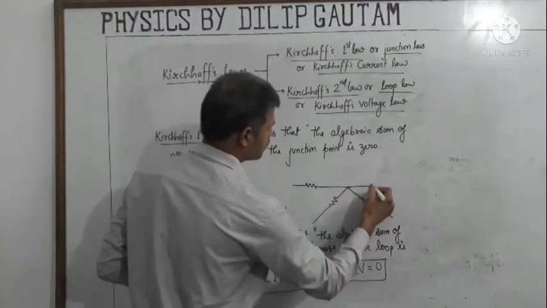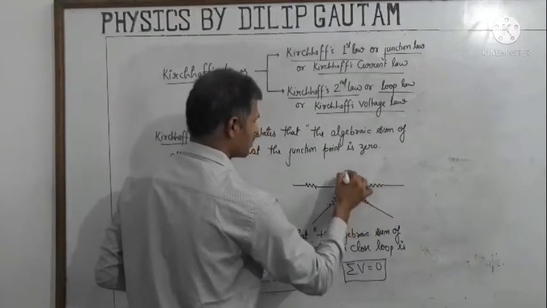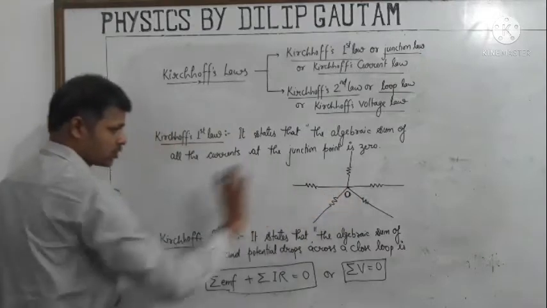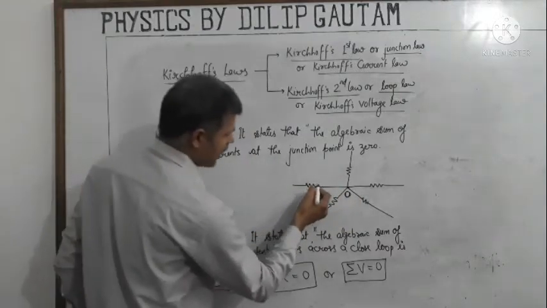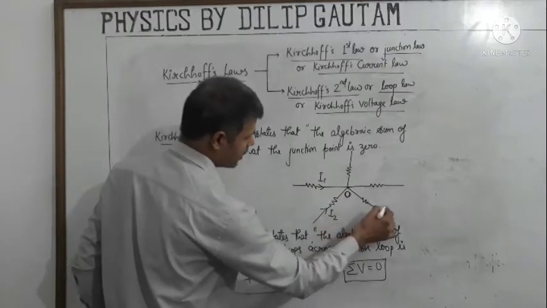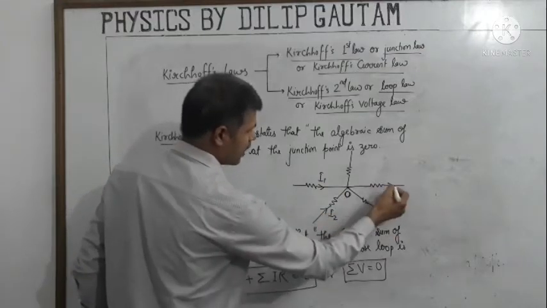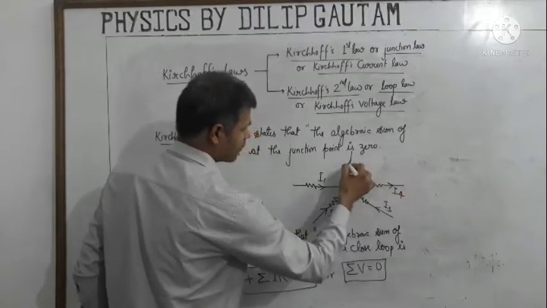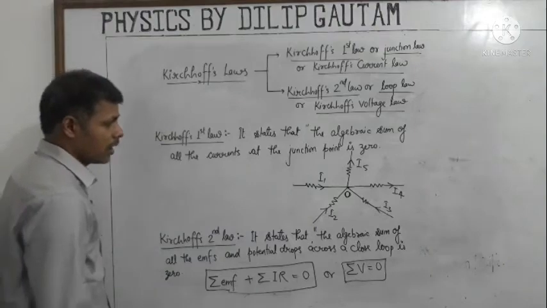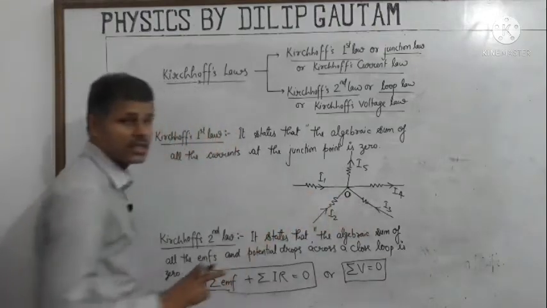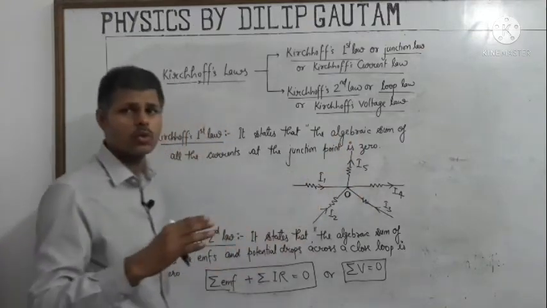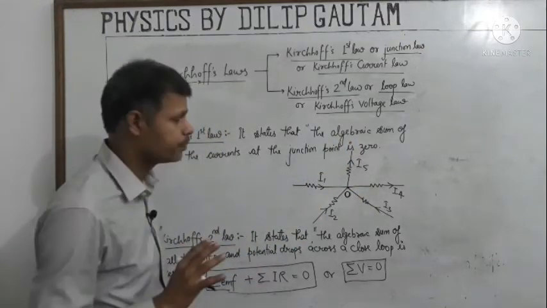paths in which some currents are coming towards the junction or away from the junction. O is the junction point. Let's say some currents I1, I2, I3, I4 and I5. These are the currents at the junction point. I1, I2 and I3 are the currents approaching towards the junction, while I4 and I5 are the two currents which are leaving away from the junction.